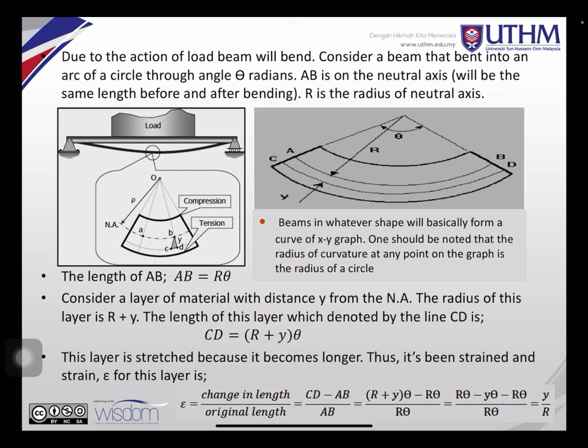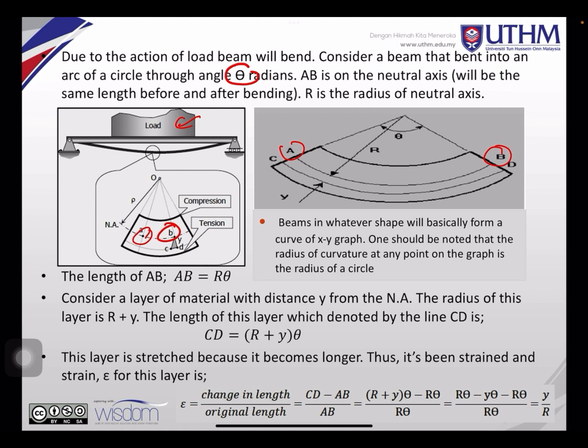Due to the action of the load, the beam will bend. Consider the beam bent into an arc of a circle through an angle of theta radians. So AB is on the neutral axis. This is AB.